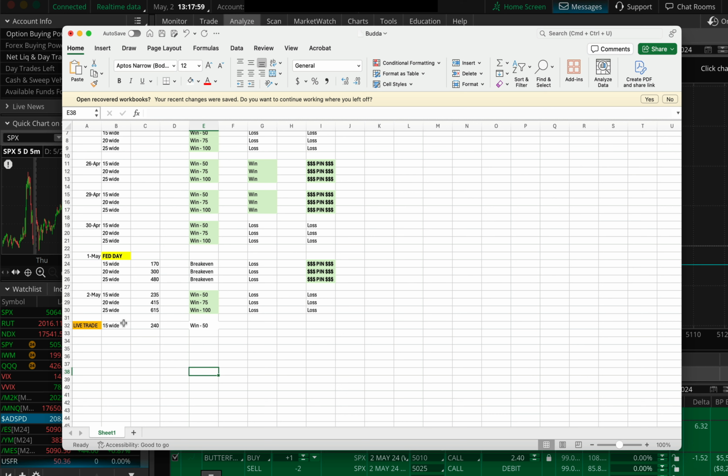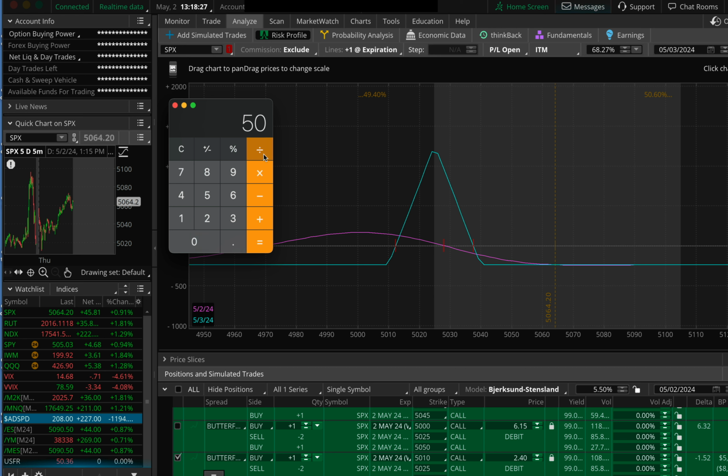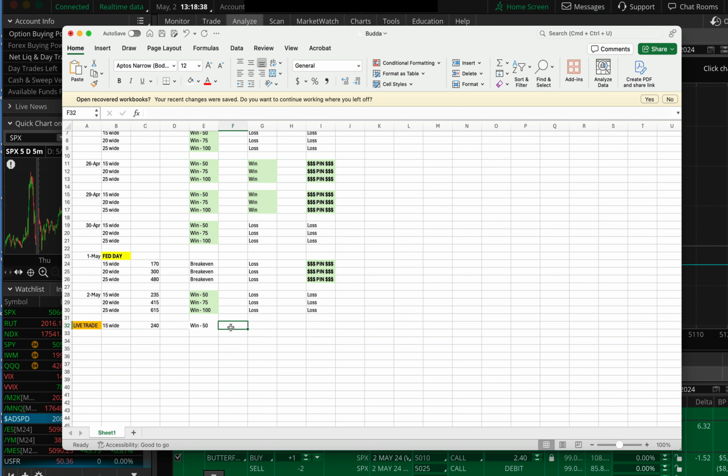I want to keep this all, this is the live trade. And then I'm going to put a percent. Well, I guess we could just use this. So what did we make on that trade? Okay, so we made a profit of 50 on a risk of 240, right? So we made 20.8% on the real money trade. So we'll say 20.8%. Okay, cool. There we go. So that's our live trade for today.